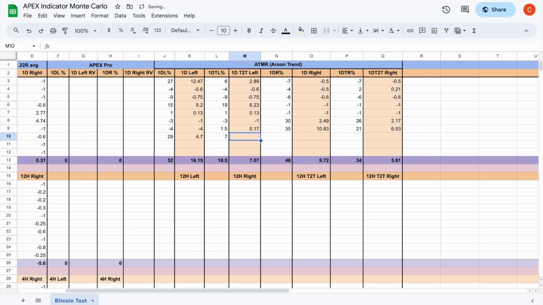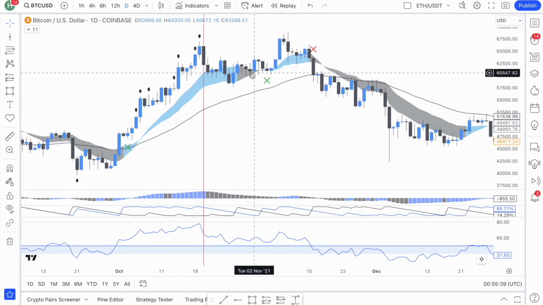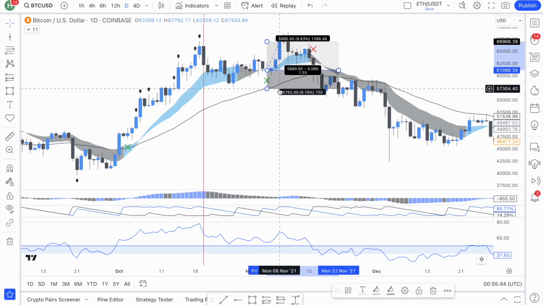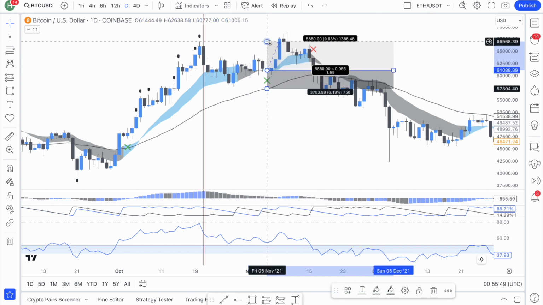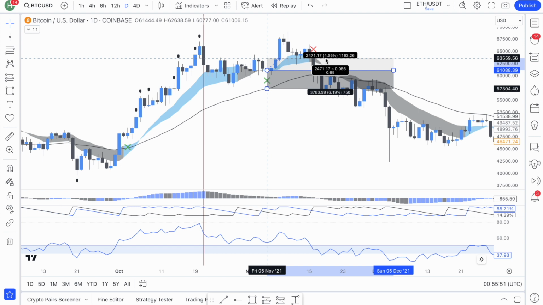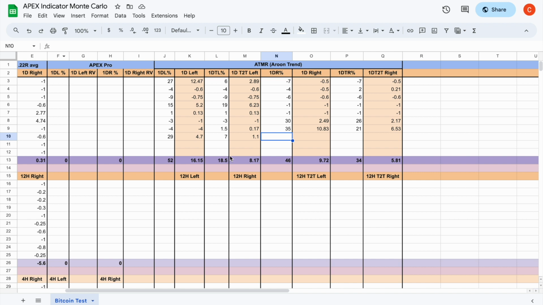So 7% at 1.1. And then to the right side, it would have been this one here. So here's your stop. So no take profit targets. So I would have taken them both here, at 4% at 0.65.